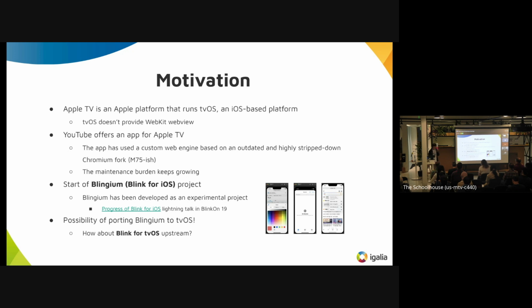Next, the BlinkGen project was launched. BlinkGen was the project name of Blink for iOS. BlinkGen has been developed as an experimental project. If you are interested in the BlinkGen project, you can take a look at the slides in the BlinkOn 19 talks. We saw an opportunity to explore porting it to tvOS. Additionally, we are considering the possibility of upstreaming Blink for tvOS. For these reasons, we believe that it was worth trying.